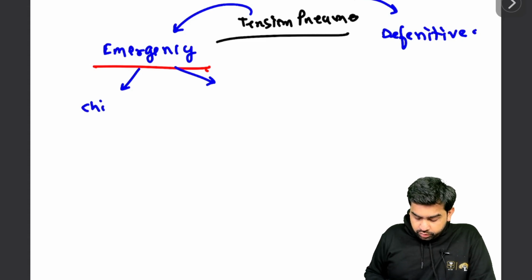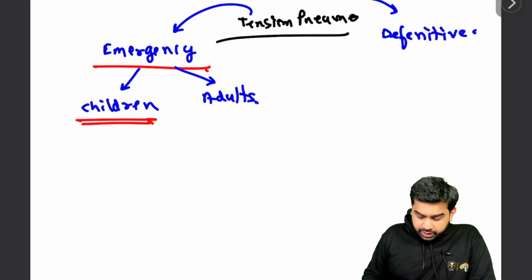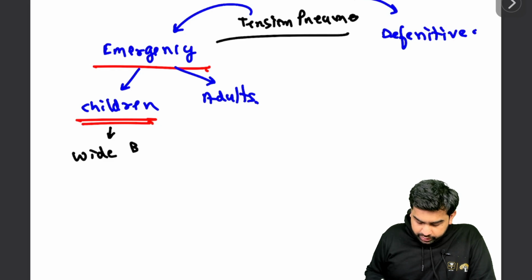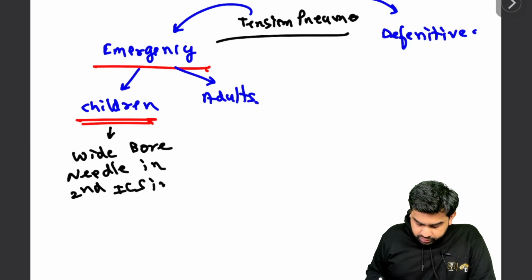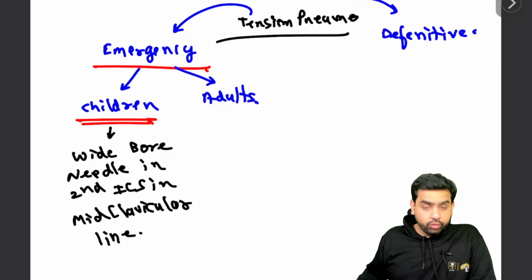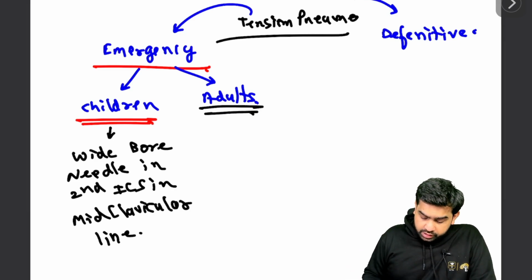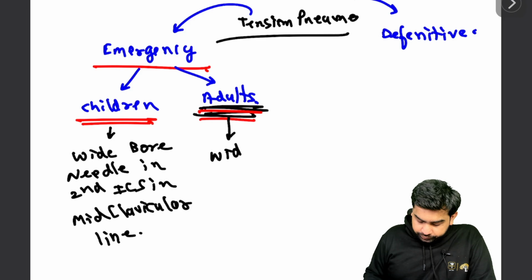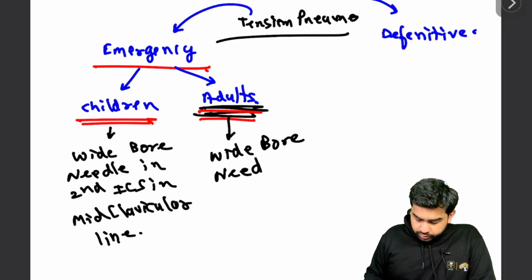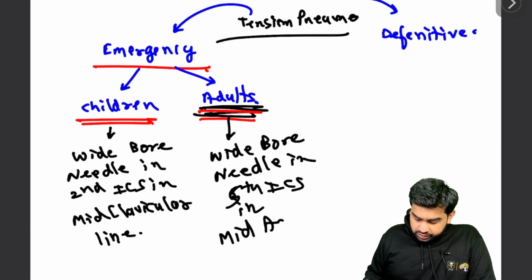Emergency management is basically different for children and for adults. In the children, the emergency management is that you have to put a wide bore needle in the second intercostal space in the mid clavicular line. This is what you have to do in the children. What about the adults? In the adults, this has to be given in the fifth intercostal space. There has to be a wide bore needle in the fifth intercostal space in the mid axillary line.